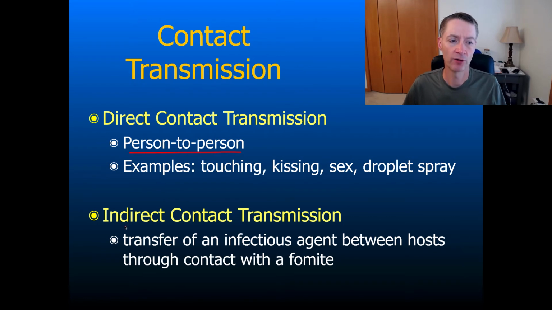This is in comparison to indirect contact transmission, where we have a transfer of the infectious agent between hosts because of a fomite. A fomite is an inanimate object. So it could be a bed rail, it could be a coffee cup, it could be anything that you touch. Okay, and with coronavirus, we know for sure that there's direct contact transmission, but we're finding that indirect contact transmission is far less likely.